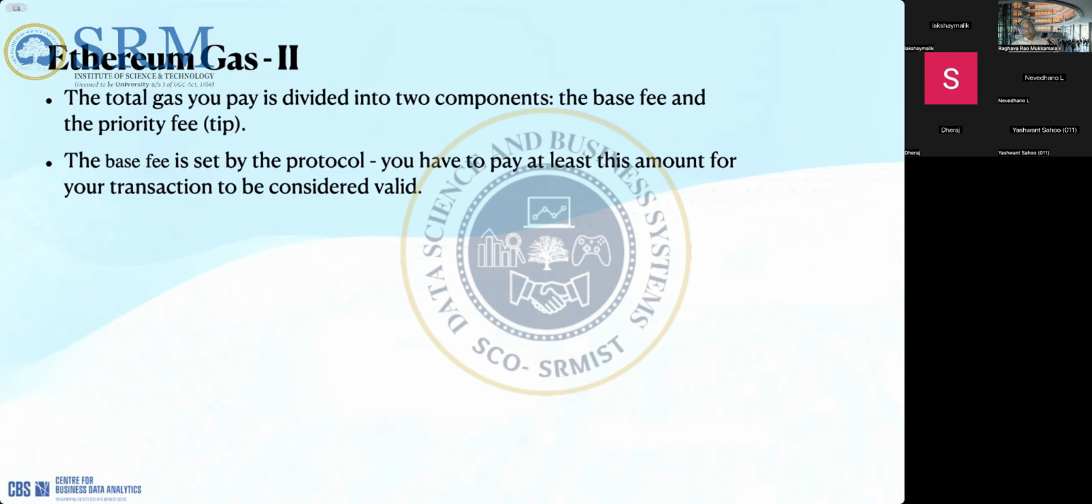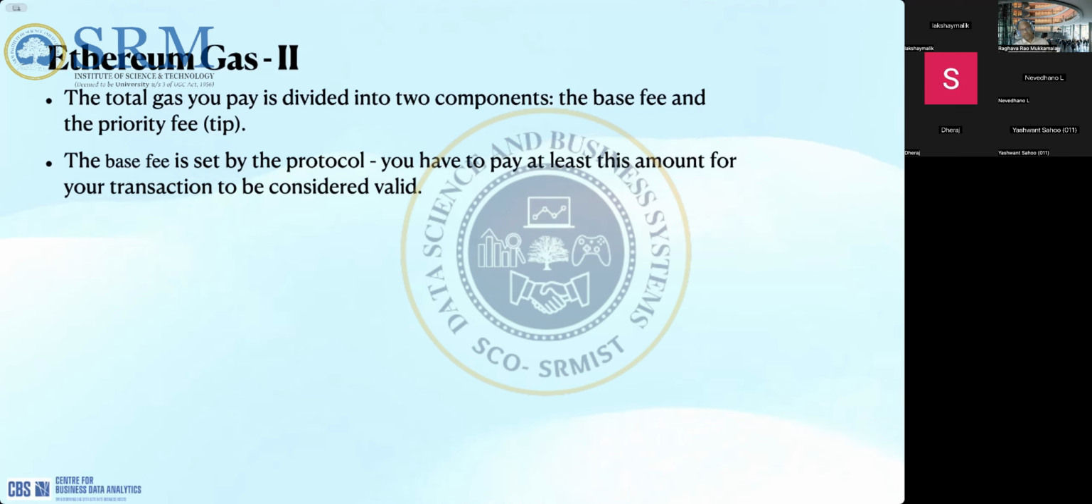If you look into the transaction fee, or the gas fee, it contains two parts. One is the base fee, and the other is the priority fee. The base fee is set by the protocol. Remember, we were discussing hash difficulty in Bitcoin, that is the number of preceding zeros you need to have in the hash value of the block header, which is decided once in every 2 weeks, right?